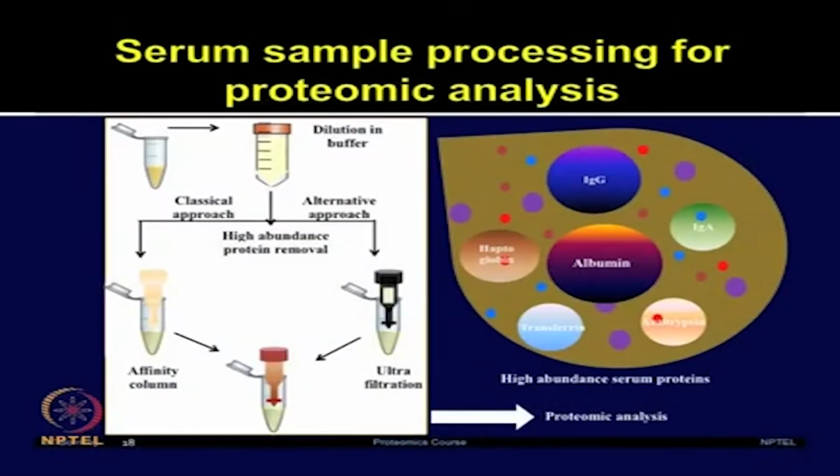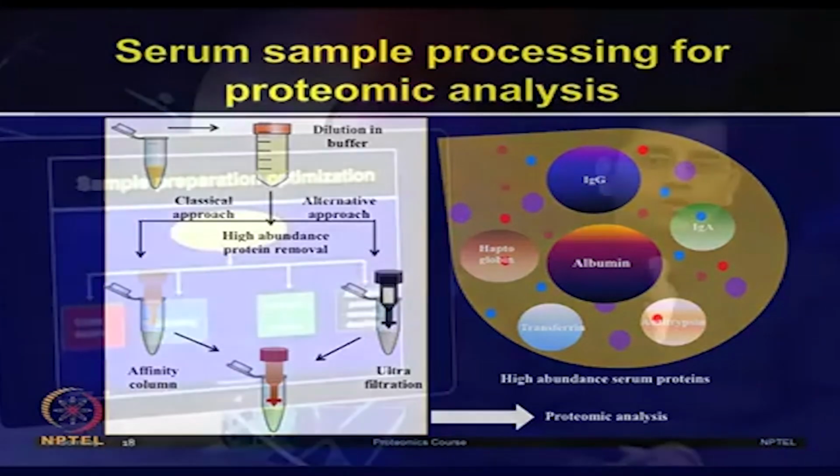Now, serum poses the challenge of abundant proteins. So, first of all we have to remove the abundant proteins from the serum, and there are standard columns available from various commercial manufacturers, with which one can selectively remove the very highly abundant proteins such as serum albumin, IgG and various other abundant proteins. In fact, there are columns which can deplete almost 14 abundant proteins present in the serum.